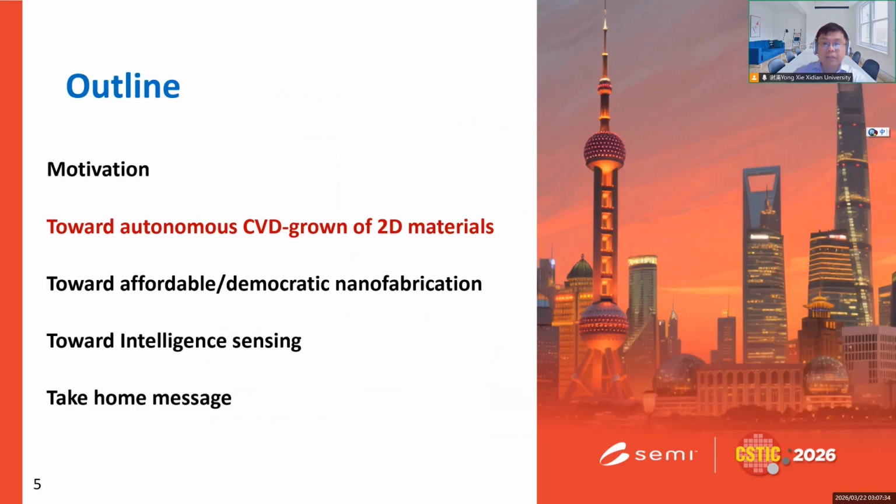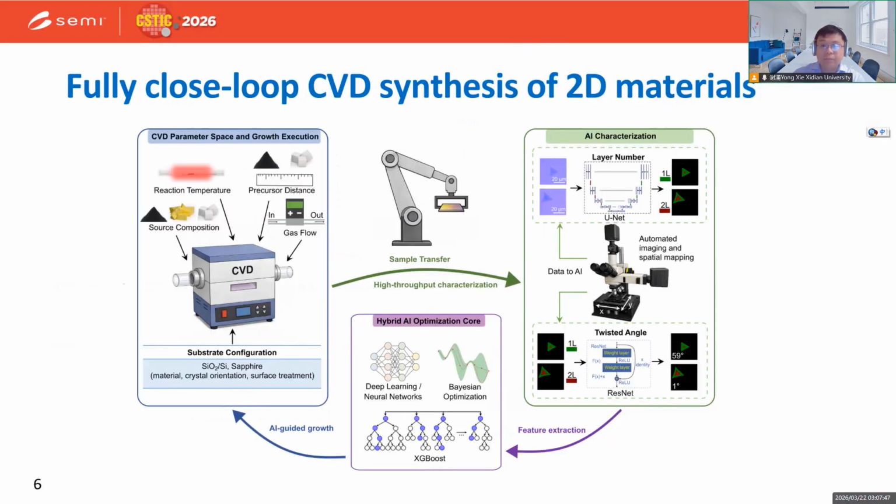In order to have better device performance, we need better control of the synthesis of 2D materials. To speed up research on the synthesis of 2D materials, we highly need closed-loop synthesis of the material. What does that mean?